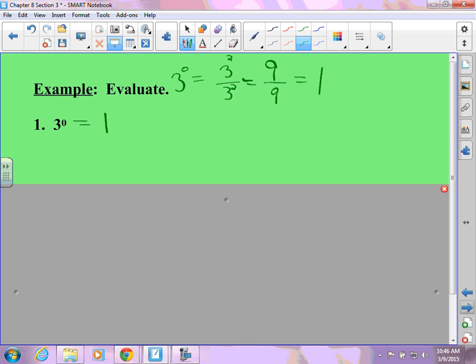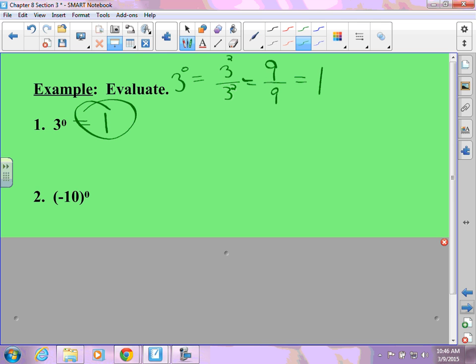Let's take a look at this one. I got negative 10 in parentheses to the 0 power. What's the answer? Is it negative 1 or is it positive 1? It is positive, and why? The negative is in the parentheses. The only time it would be negative is if I had something like this. Then it would be a negative 1 because the negative's outside.